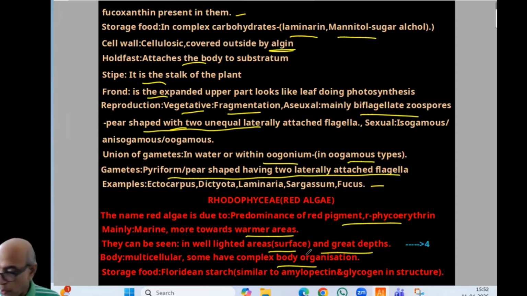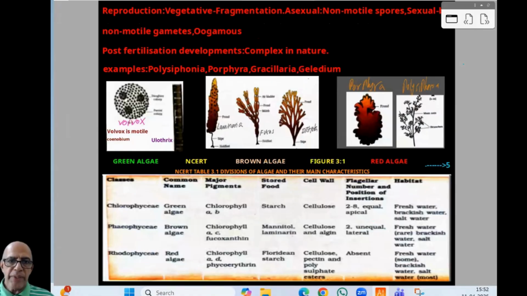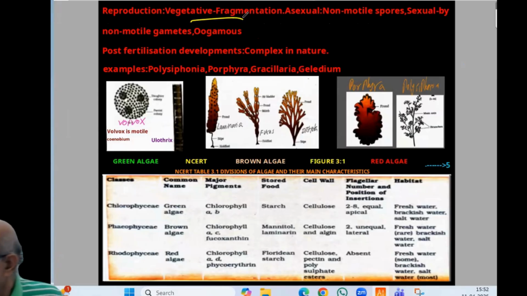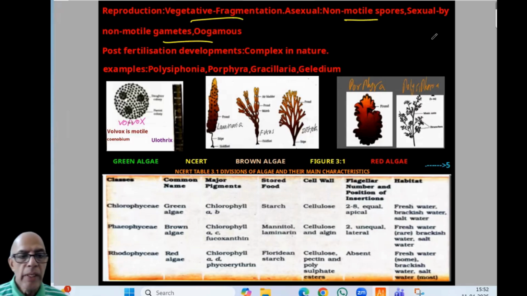Now, storage food, it's important. Floridean starch, which resembles amylopectin and glycogen in structure. Such a chemical is in red algae, Floridean starch, important. Now, reproduction. It can be vegetative, by fragmentation as usual; asexual, by non-motile spores; sexual, by non-motile gametes, that is oogamous. Another important point is that post-fertilization development is complex in nature. Examples are Polysiphonia, Porphyra, Gracilaria, Gelidium. All these are red algae examples in NCERT.